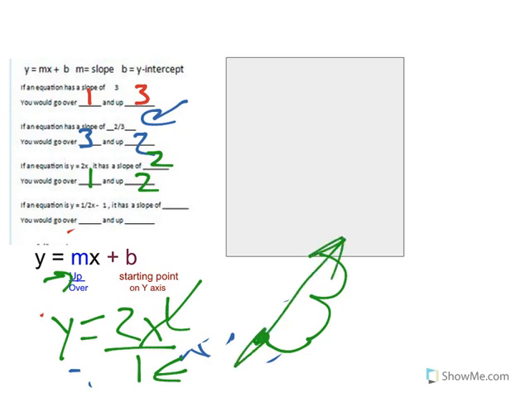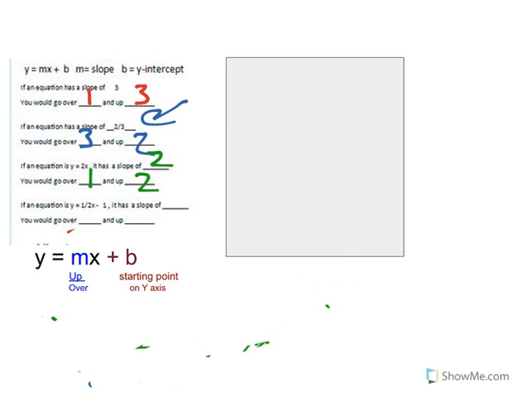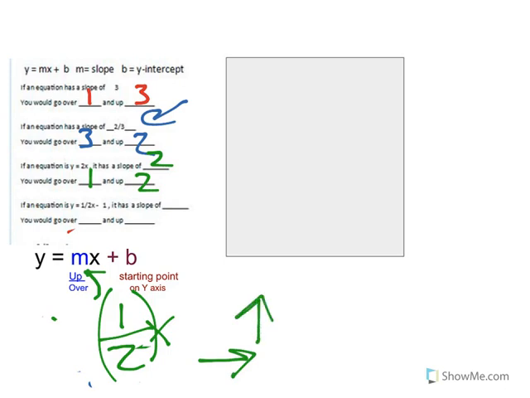And then the last one, you'll see that it says y equals 1/2 x minus 1. We're not going to worry about the minus 1 right now, but this is my slope in front of my x. My blue number would be 1/2, and what does that mean? It means I go over first and then up second. So it means it has a slope of 1/2, which means going over 2 and up 1. So wherever my starting point is, I'm going to go over 2 first, and then I'm going to go up 1. And then that's where I connect my dots.